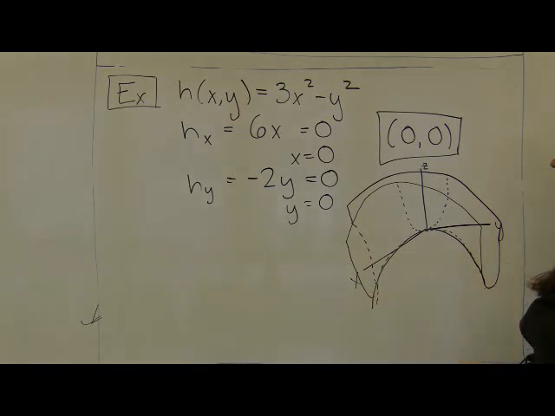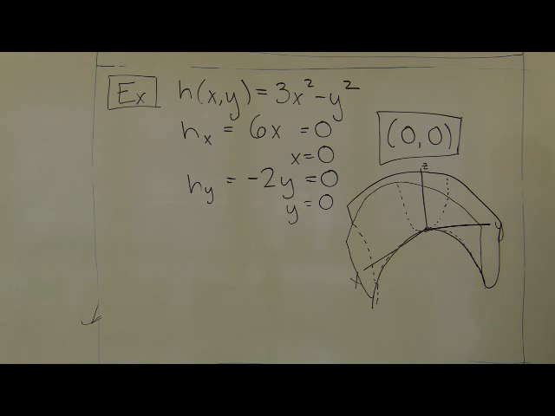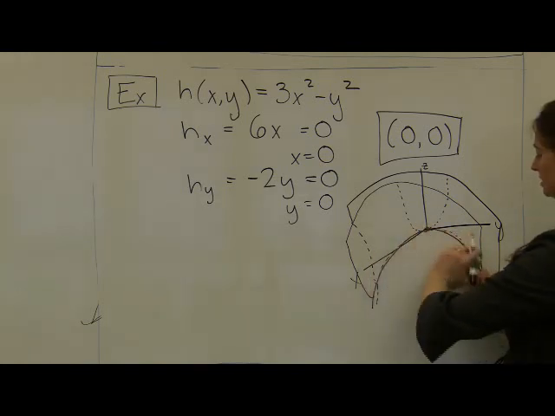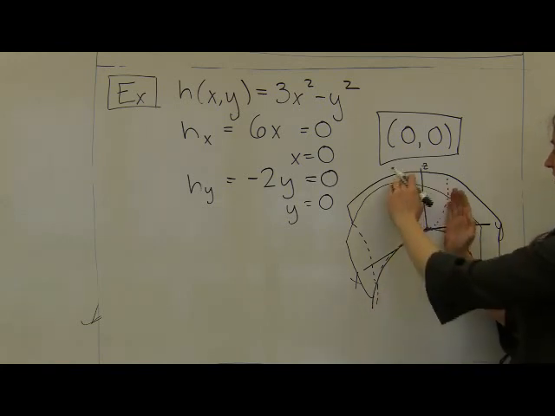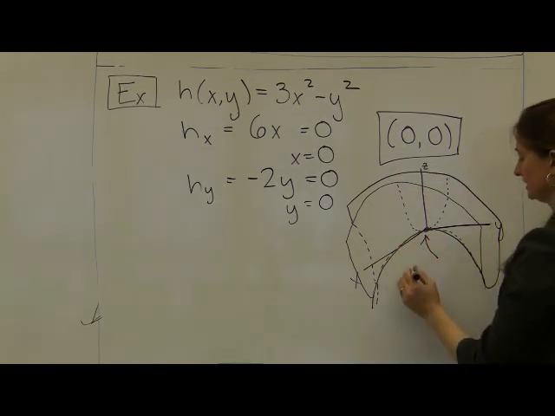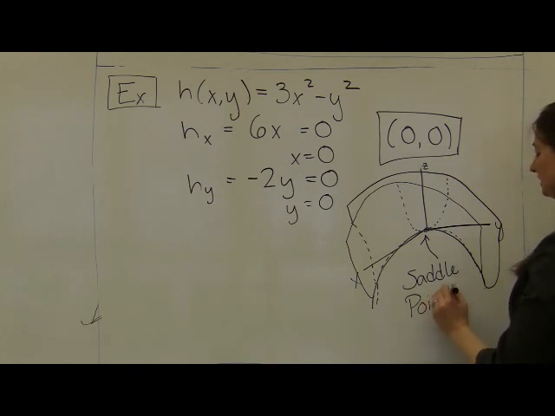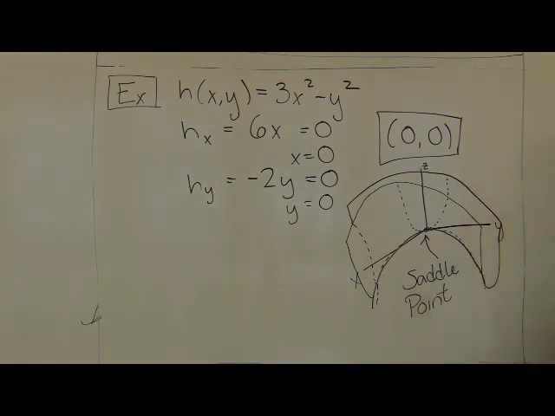So looking at this point 0, 0, we see that it's not going to be a local max. It's the highest along this parabola, but it's actually the lowest point along this parabola. And the name for this type of point is a saddle point. This is a critical point that's neither a max nor a min. And there are many different saddle points that you'll find investigating in your problem set.